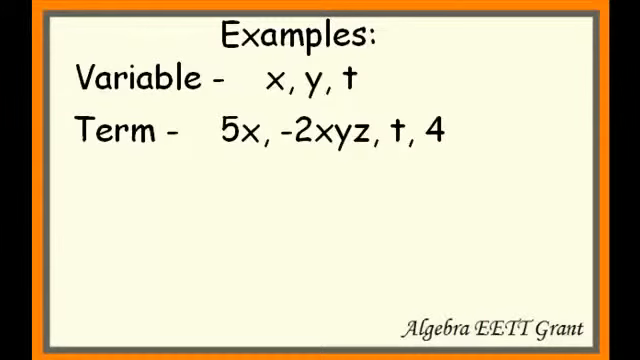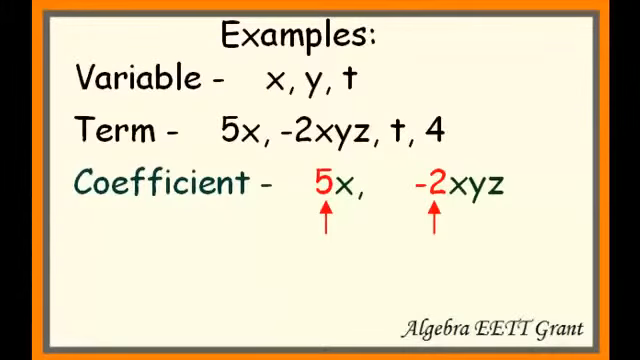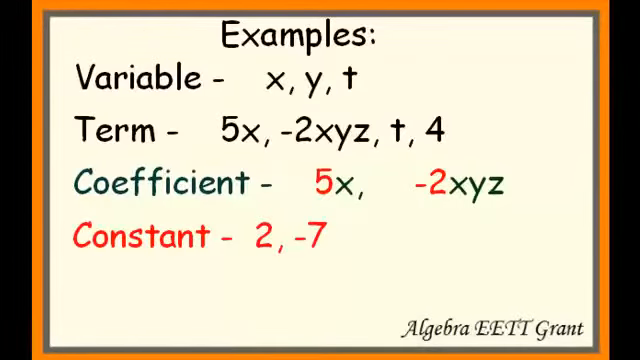xyz, t, or 4. Now, a coefficient is the number that's placed in front of either one variable or a set of variables, that monomial term. So the coefficients in these cases would be 5 and -2. A constant is when a number stands alone, such as 2 or -7. Notice they do not have variables with them.